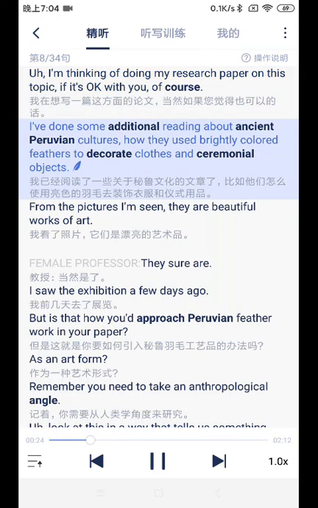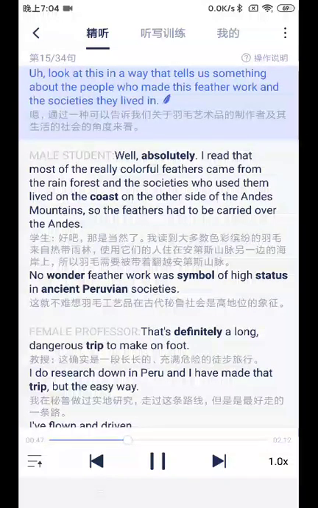I've done some additional reading about ancient Peruvian cultures, how they used brightly colored feathers to decorate clothes and ceremonial objects. From the pictures I've seen, they're beautiful works of art. They sure are. I saw the exhibition a few days ago. But is that how you'd approach Peruvian featherwork in your paper? As an art form? Remember, you need to take an anthropological angle. Look at this in a way that tells us something about the people who made this featherwork and the societies they lived in. Well, absolutely.